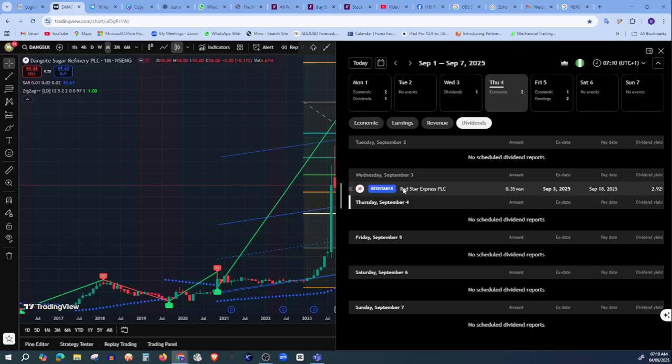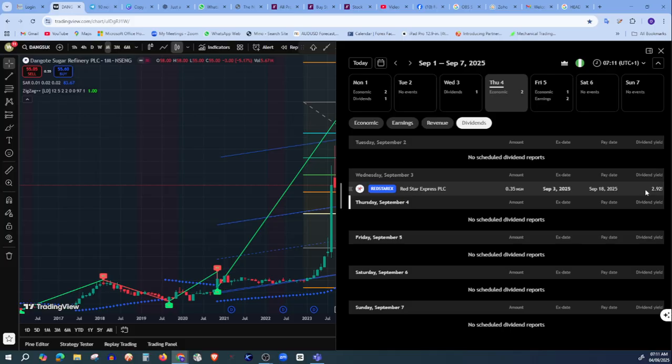So on Wednesday, Red Star, what did they do? This is their dividend announcement. Okay, you can see that is the announcement. Ex-dividend day is this. This is the amount they want to pay, and the pay date is September 18th. So what is the dividend yield? That means the percentage they are paying out of the price.